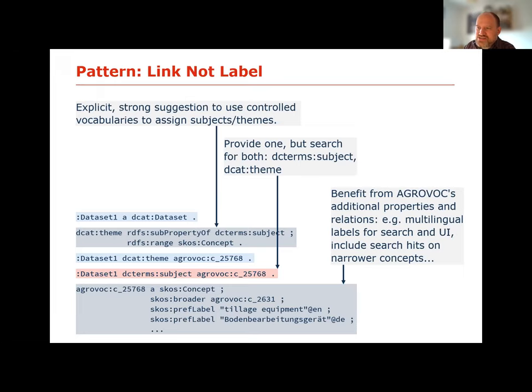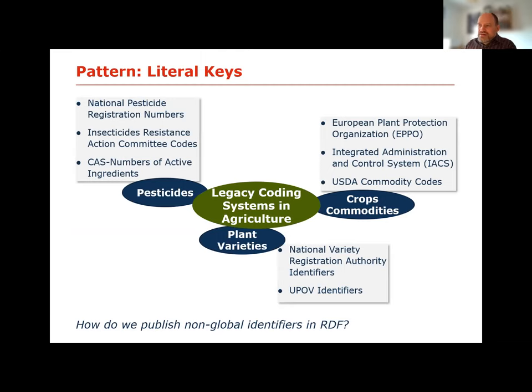So in the end, what do we gain? We have explicit strong suggestions to use controlled vocabularies. We only provide one property, which is the dcat:theme, and the other one, dcterms:subject, will be inferred automatically, and we benefit from AGROVOC relations, for example, the multilingual labels, narrower concepts, and things like that. Maybe quickly one last pattern, the literal keys pattern, that's also typical for agriculture. There are quite a few legacy coding systems, for example, for crops, for varieties, for pesticides.